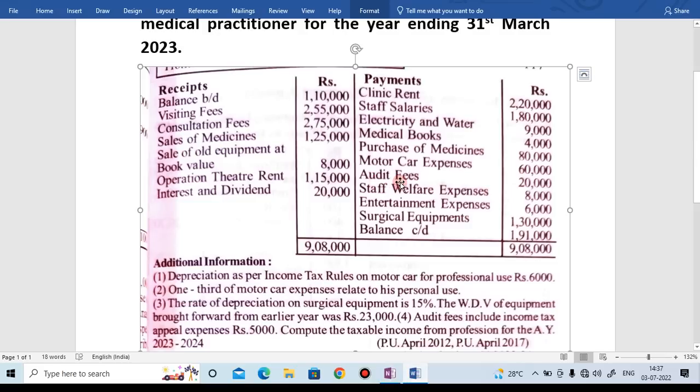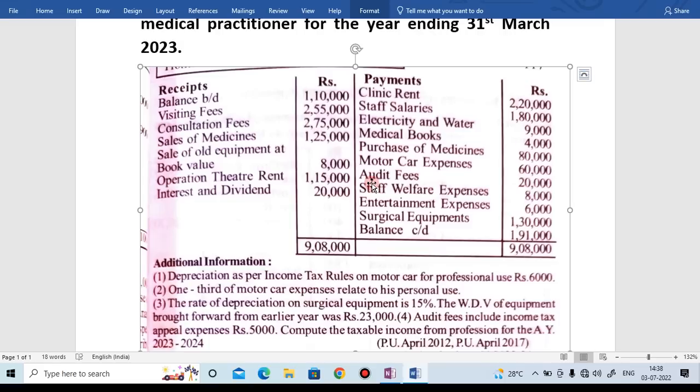Next is audit fees 20,000. Now on audit fees there is an adjustment. Audit fees includes income tax appeal expenses rupees 5,000. That means this 5,000 is included in audit fees, and yes, it is related to the professional payment of medicine.